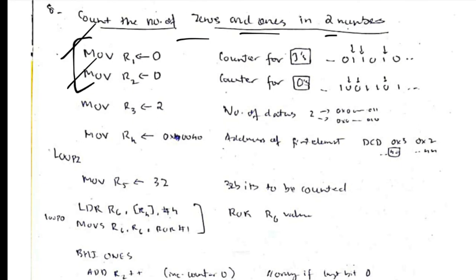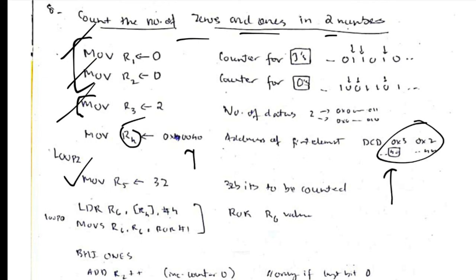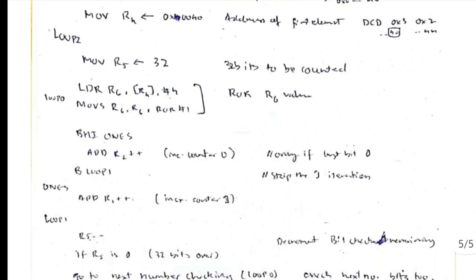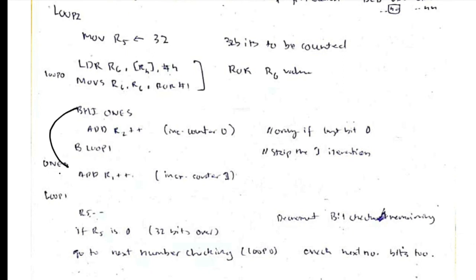For counting the number of zeros and ones in two numbers, take two counters, one for counting ones and another for counting zeros. Then how many data items we have to calculate will be stored in R3, and the address of the first number will be stored in R5. For counting the bits, rotate right R6. Each time check the value of the last bit. If it's 1, skip this part and increment the ones counter, else increment the zeros counter and skip this part. Each time decrement R5. When R5 is 0, check for the next number.